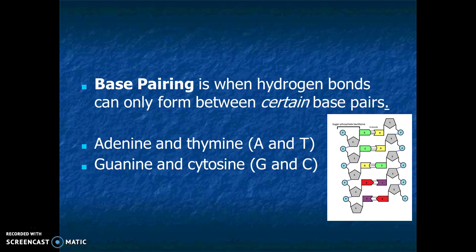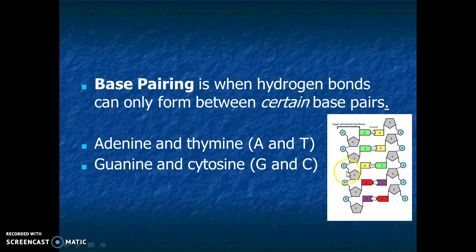So what pairs with what? Hydrogen bonds are going to form between these 2 base pairs. So adenine will always bond with thymine. Guanine will always bond with cytosine. So you can see that that is the case here too. I'm trying to show you a lot of different illustrations that you can see of DNA.